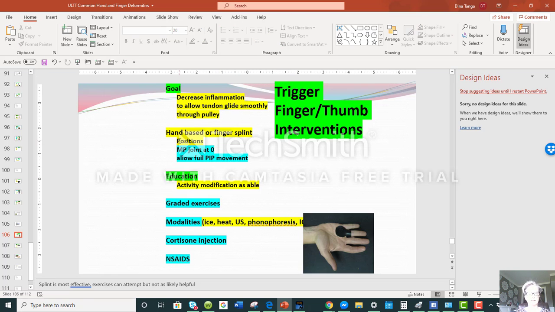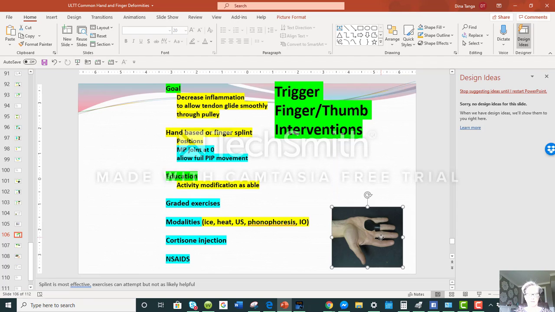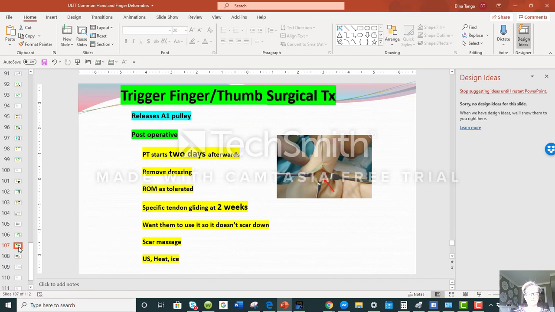Hand-based or finger splint positions, MP joint at 0 degrees. Allow full proximal interphalangeal joint movement. Activity modification as able. Heat, ice, ultrasound, phonophoresis, cortisone injection, and NSAIDs. Surgical treatment releases the A1 pulley.